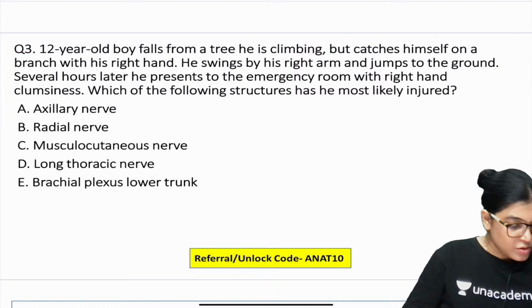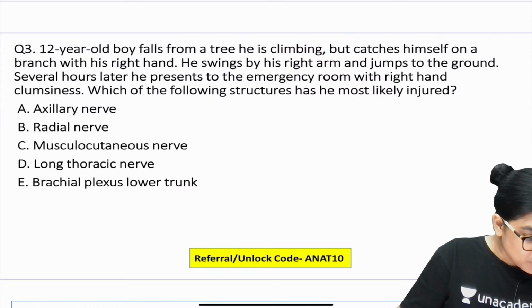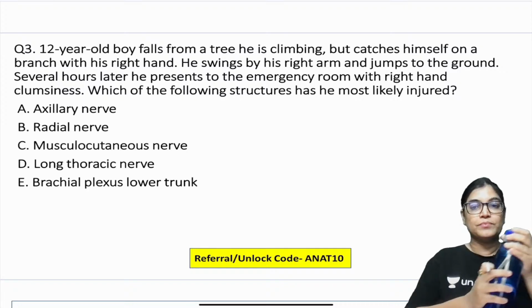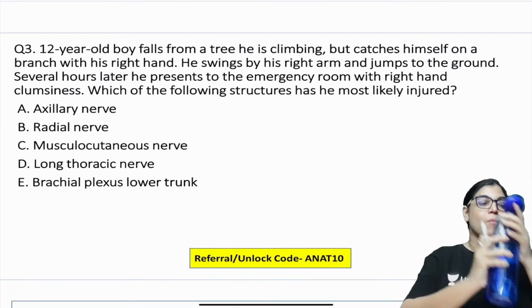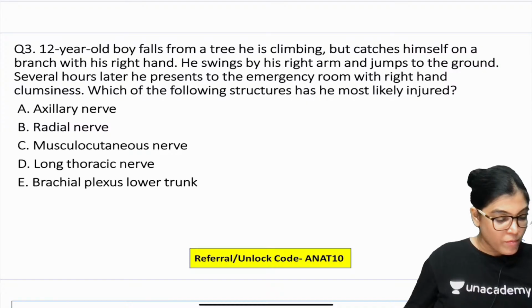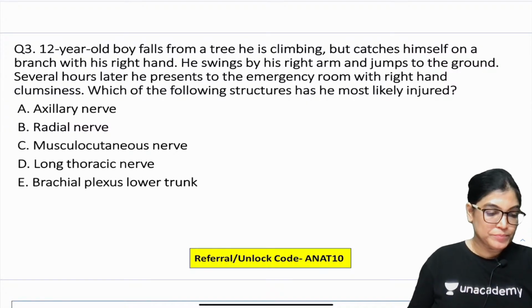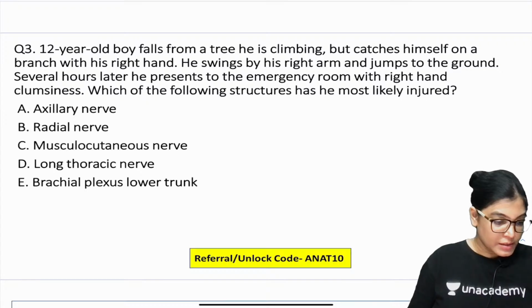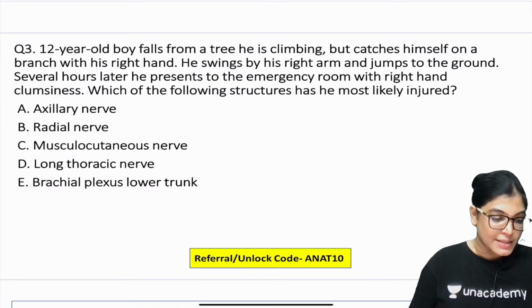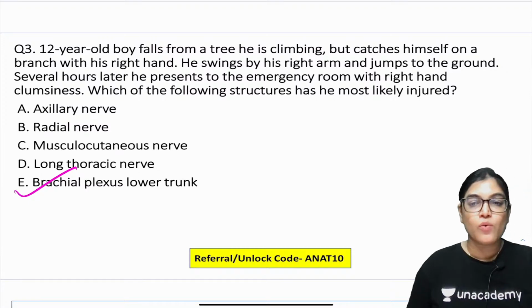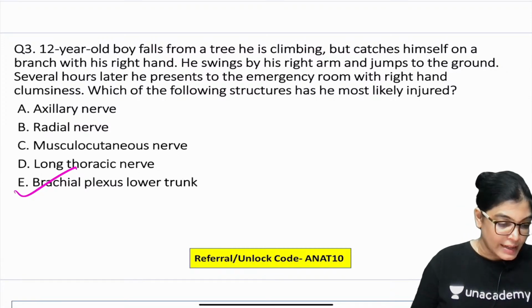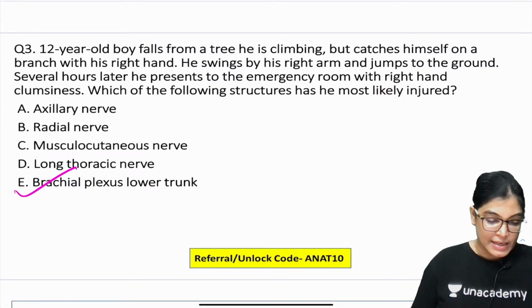Yes, so Sai Chandra, Kabir, Guljar, A, okay. Mixed bundle of answers are coming up. Few of you are giving A, most of you are giving E as the answer. Actually, the correct answer is brachial plexus lower trunk injury. So, E is absolutely correct. E option is correct.